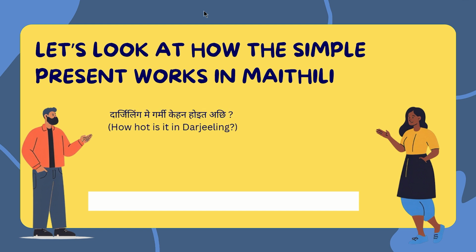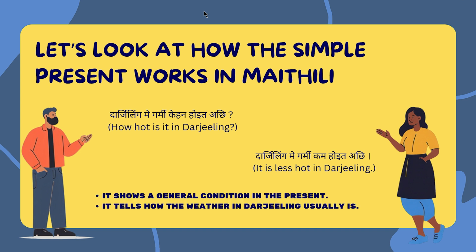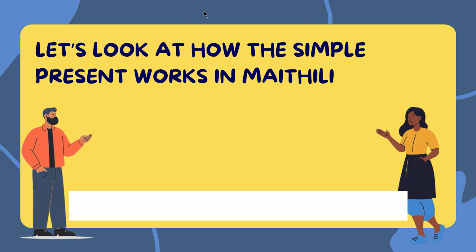Darjeeling में गर्मी केहन होइत अछि? How hot is it in Darjeeling? Darjeeling में गर्मी कम होइत अछि. It is less hot in Darjeeling. So it shows a general condition or fact of the present. It tells how the weather in Darjeeling usually is.